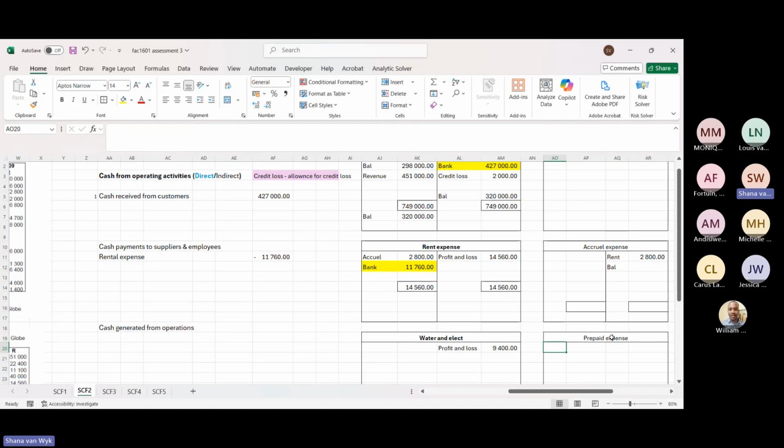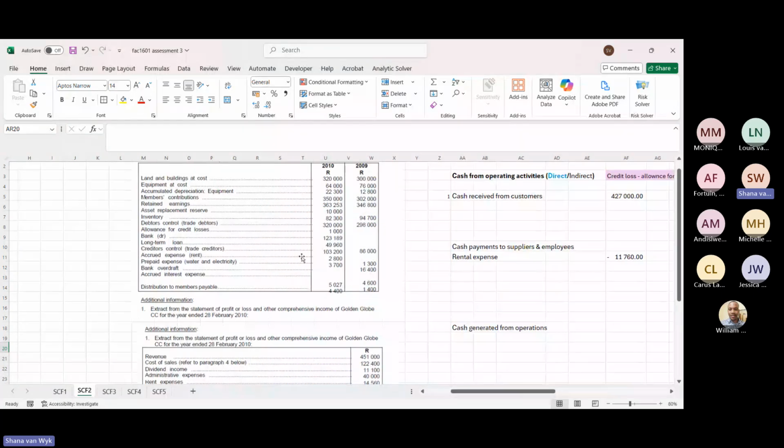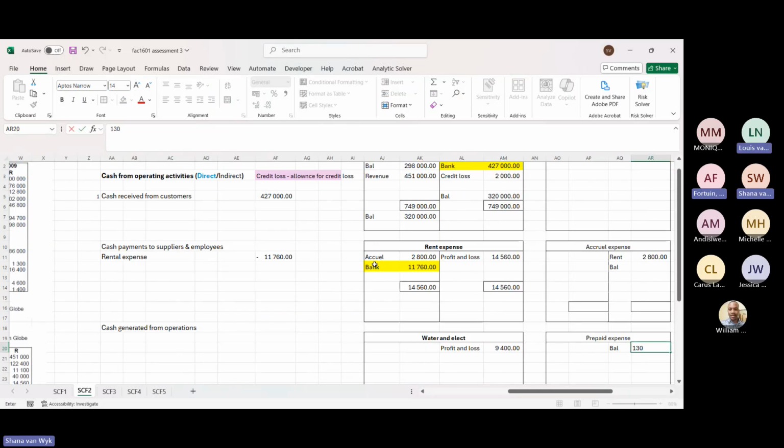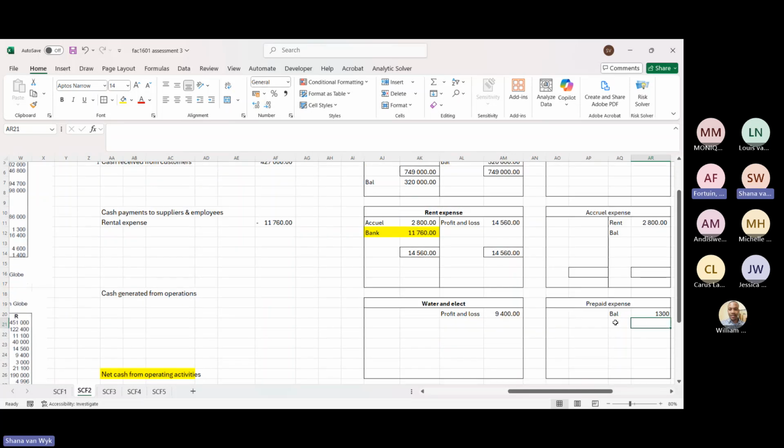Now I just quickly need to think. Accrual, debit, credit. This is going to be credit. Please tell me if I'm wrong. Okay, prepaid expense. But Shauna, why are you working in two different accounts? Why have you got another prepaid expense account there? Why don't you work with one in your water and electricity account?